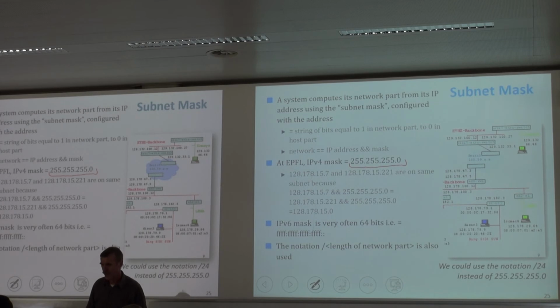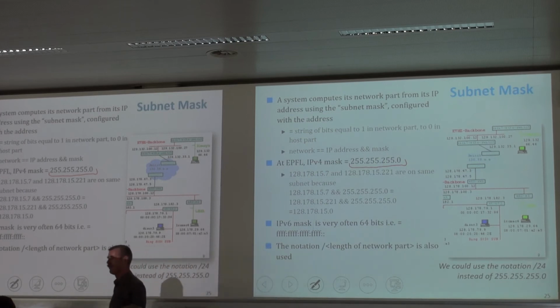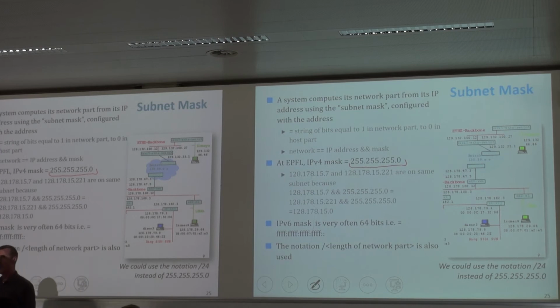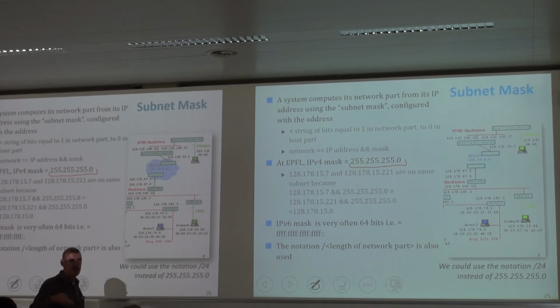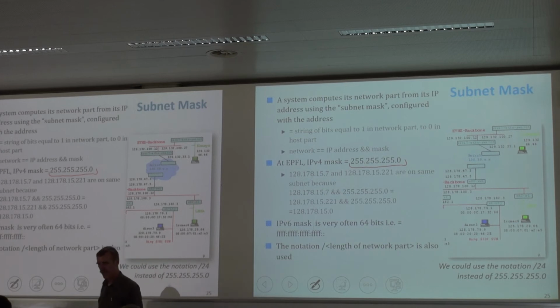The network mask is in the same format as an address. You put ones in the positions of the bits that are part of the network portion, the network part, and zeros for the host part. For example, if you do that for EPFL IPv4, you put ones everywhere in the first 24 bits and 0 after, and you write this in the classical notation for this type of address, which is here dotted decimal, and you will find 255.255.255.0. That's the network mask at EPFL. It's a very complicated way to say 24.